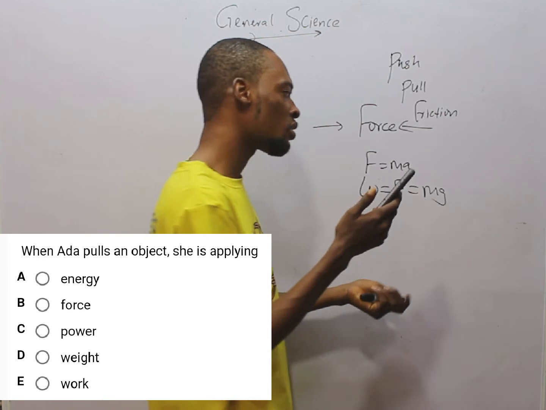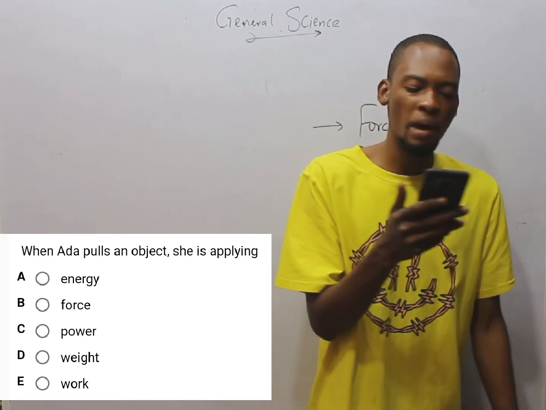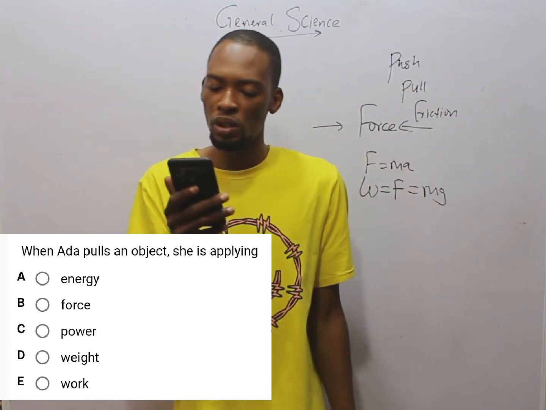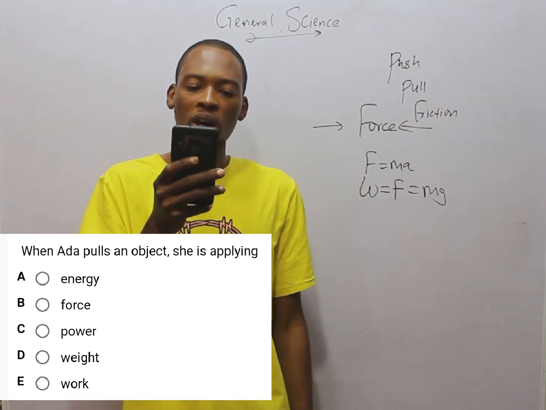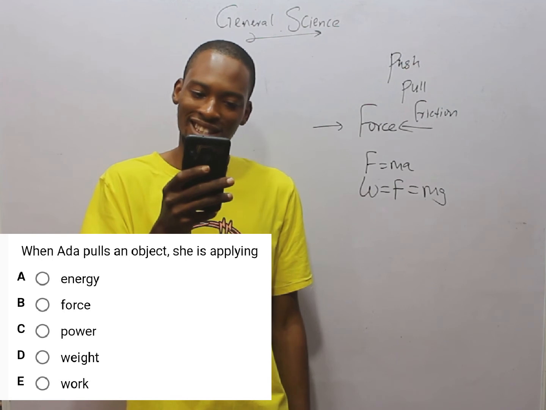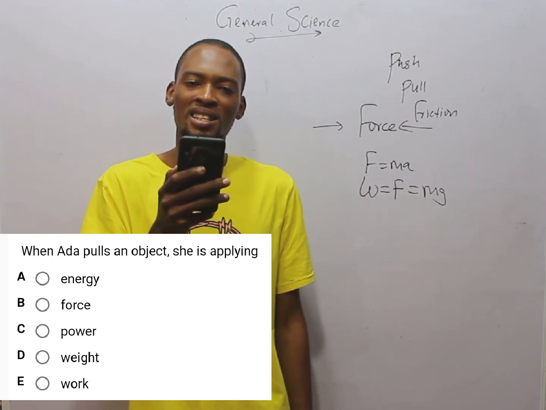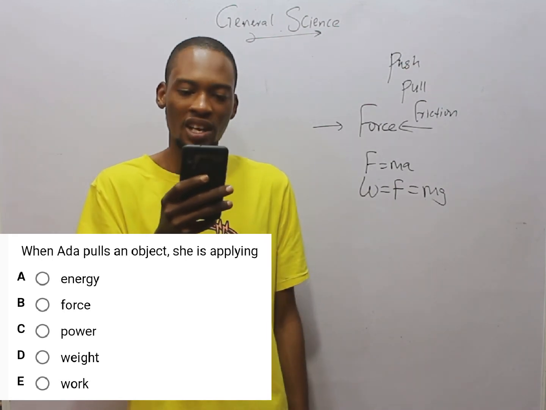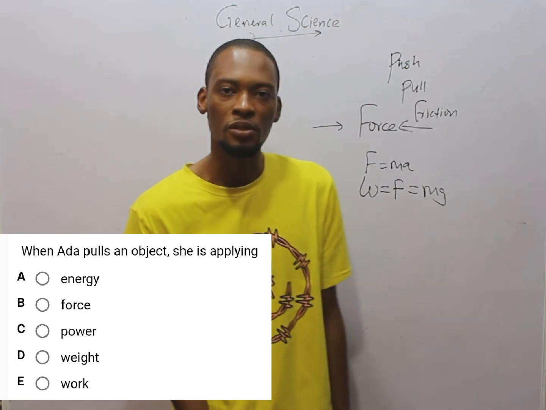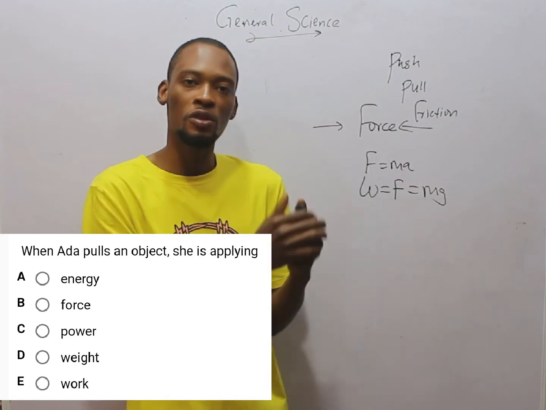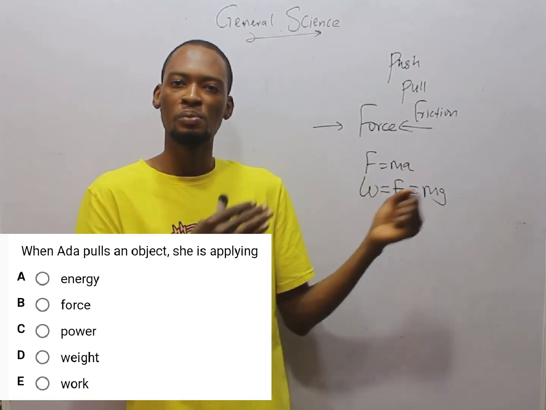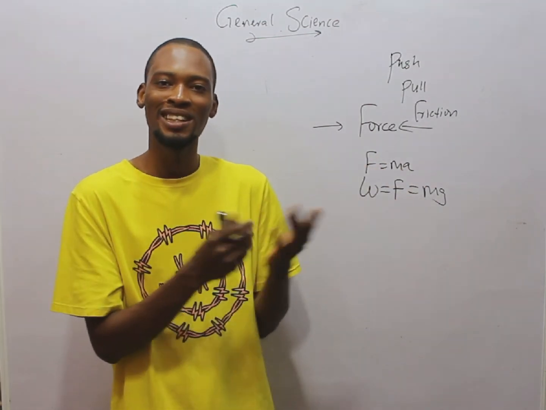Energy is the ability or capacity to do work. Power is time rate of doing work. Weight is the earth's pull on a body. Work done is force times distance. So when Ada pulls an object, she is applying force, and not just force, a contact force. For non-contact force, we have gravitational force, electrical force, magnetic force, force between magnets. These ones are non-contact.